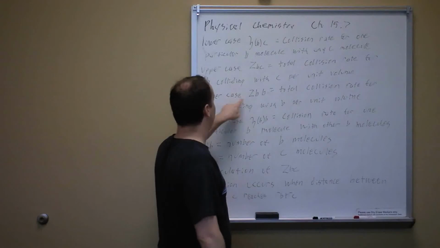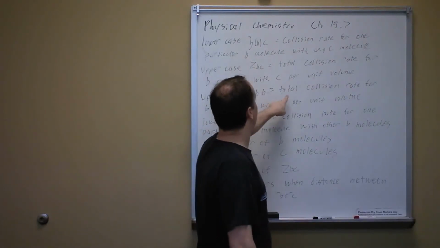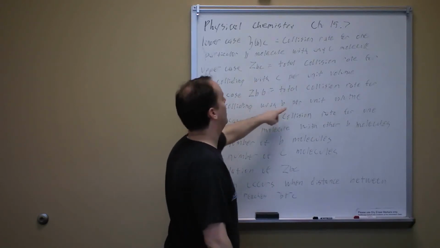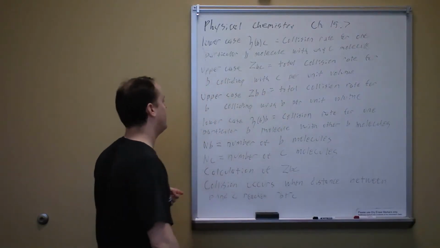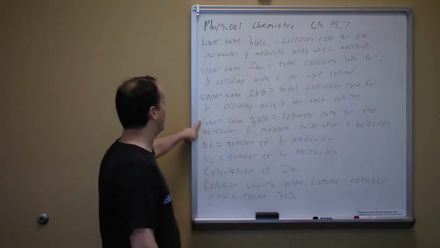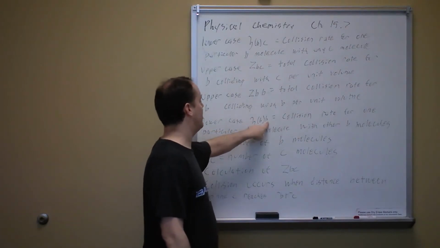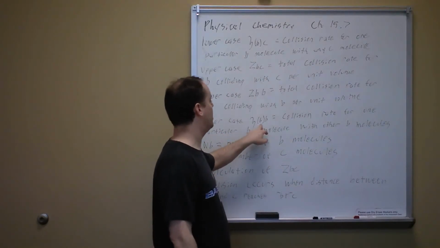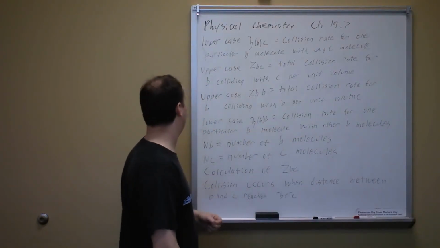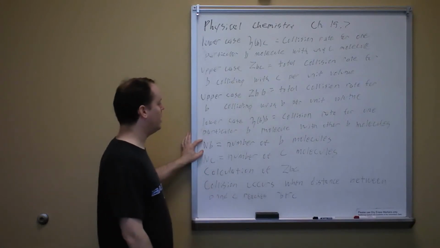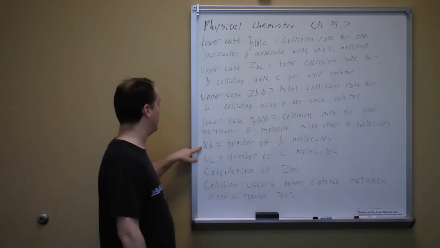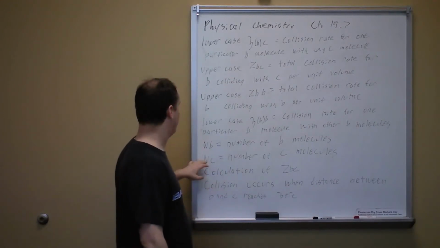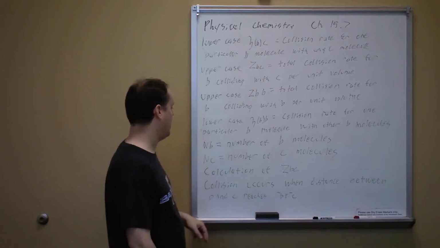Likewise, an uppercase Z_B, this is total collision rate for B molecules colliding with each other. And this, again, is per unit volume. Now, back to lowercase z_B(B), this would be the collision rate for just one particular B molecule with any other B molecules. Now, the total number of B molecules then is going to be capital N subscript B, and the total number of C molecules then is going to be capital N subscript C.